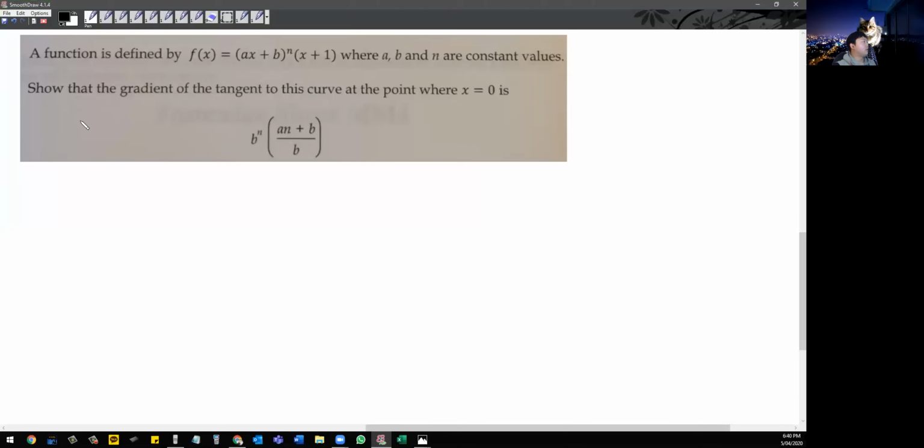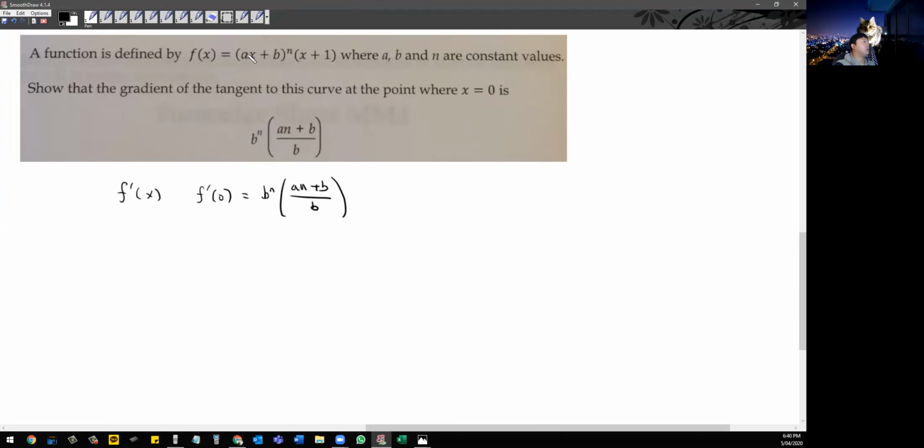All right, the next question is, a function is defined by f of x equals this, where a, b, and n are constant values. Show the gradient of the tangent to this curve at point x equals 0 is that. Okay, so the gradient, all right? So that means we just have to figure out the derivative and then just plug in 0, then we are expected to get this one, right? So it's basically just testing how well you actually know how to differentiate, how well you know how to differentiate with all these unknown variables.